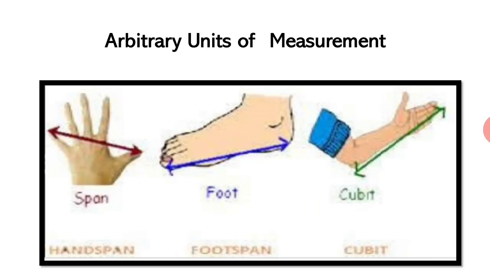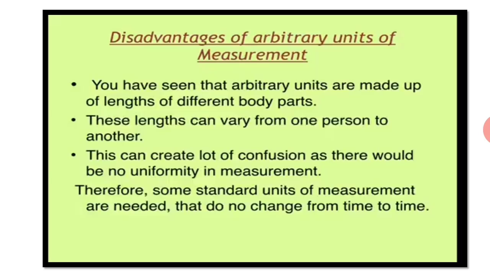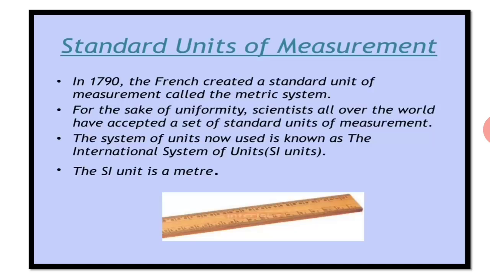So what were the disadvantages of arbitrary units of measurement? You have seen that arbitrary units are made up of the length of different body parts. These lengths can vary from one person to another. This can create a lot of confusion, as there would be no uniformity in measurement. Therefore, some standard units of measurement are needed that do not change from time to time. So, standard units of measurement.